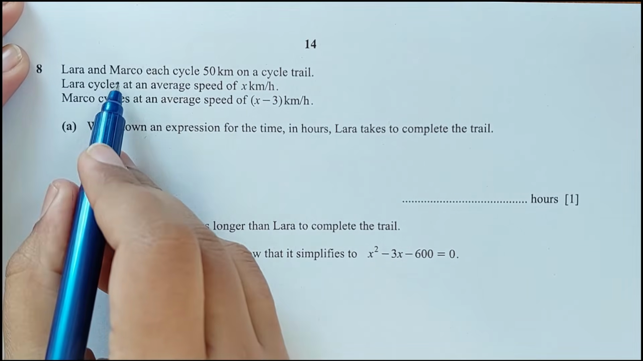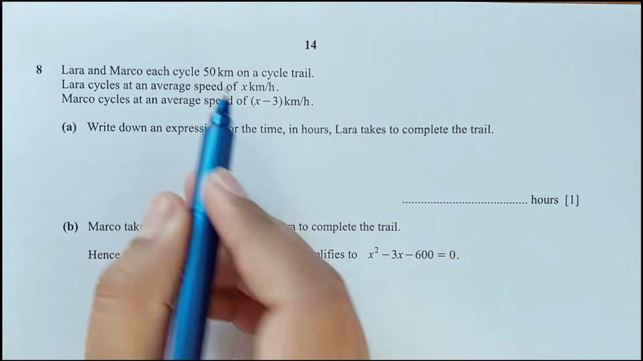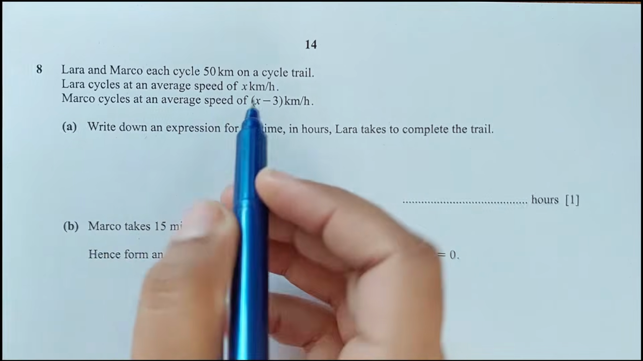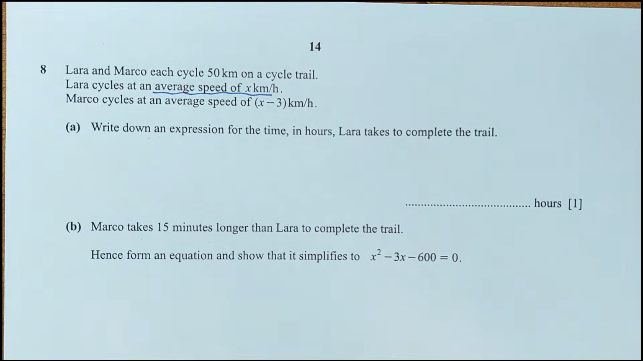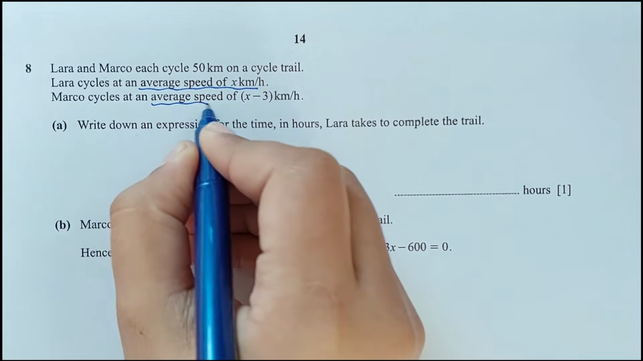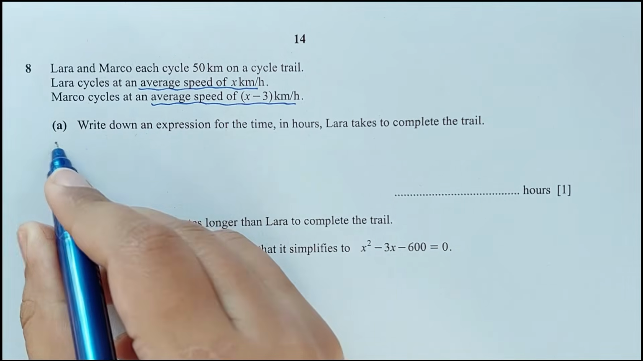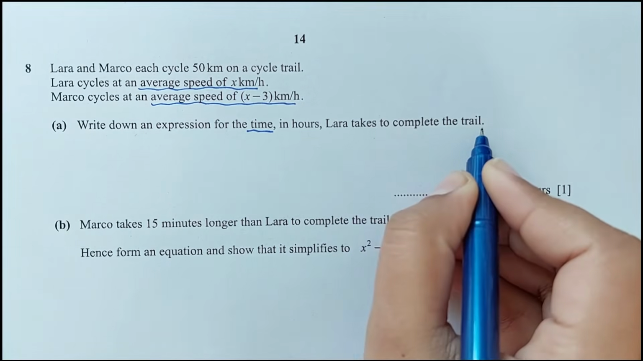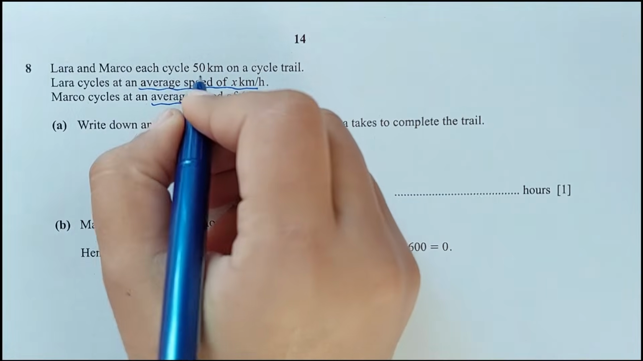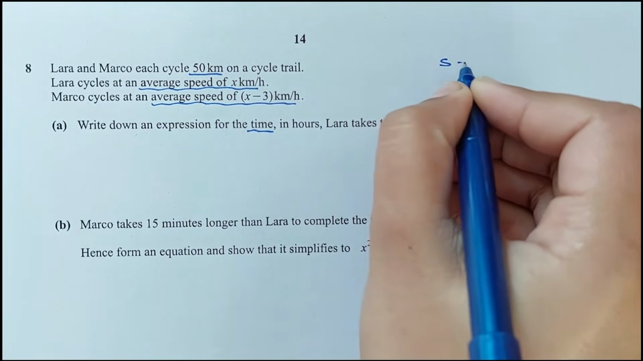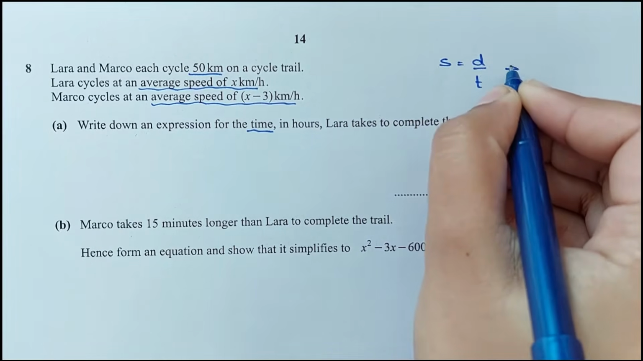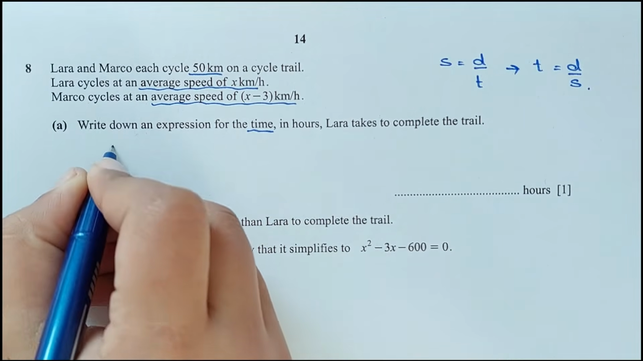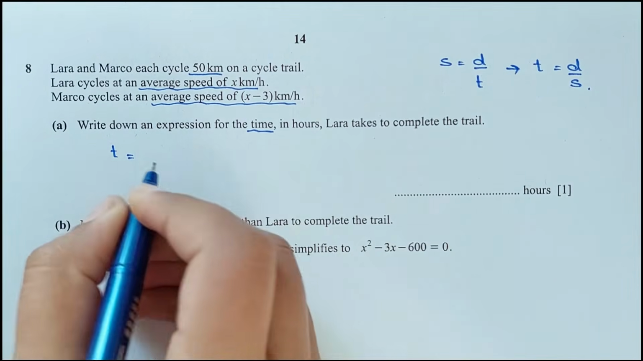Question number 8. Lara and Marco each cycle 50 km on a cycle trail. Lara cycles at an average speed of x km per hour. Marco cycles at an average speed of x minus 3 km per hour. Part A, write down an expression for the time in hours Lara takes to complete the trail. We have been given the speed and the distance. Speed equals distance over time, so time is distance over speed. We have to find the time for Lara in hours.